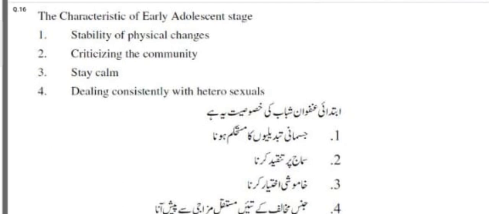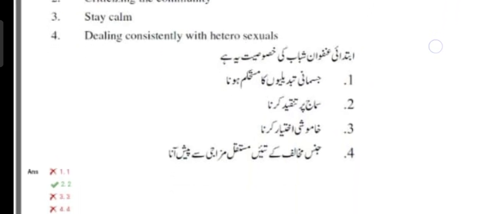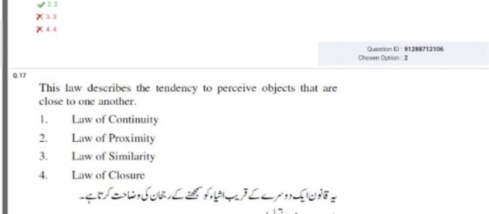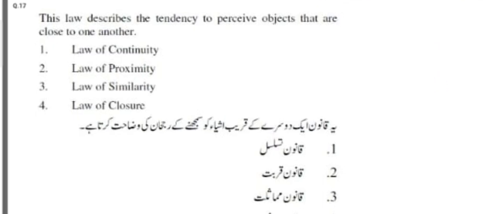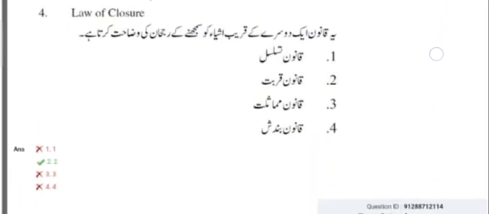So here the fourth option is dealing consistently with heterosexuals. So the answer is criticizing the community. Second one, 17th question. This law describes the tendency to perceive objects that are close to one another: law of continuity, law of proximity, law of similarity, law of closure. So the answer is law of proximity.